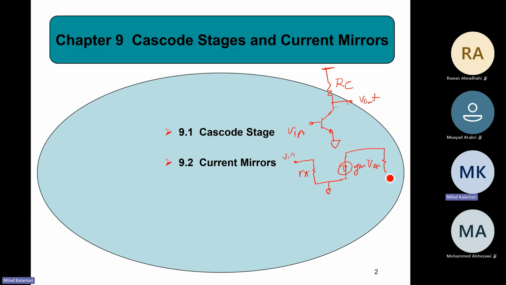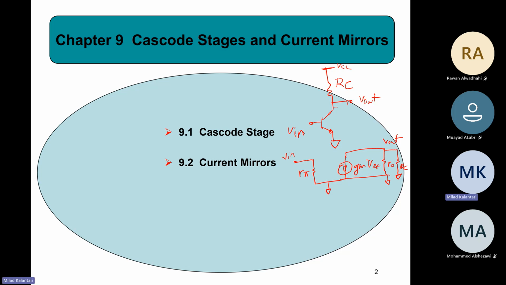There might be some R out for the device. And then we have the RC also, which for the small signal is just like grounded, right? We short circuit the VCCs. Then here is the V out, right?